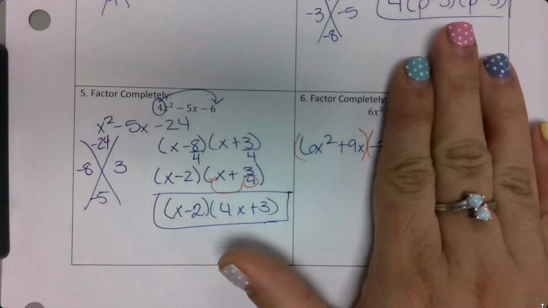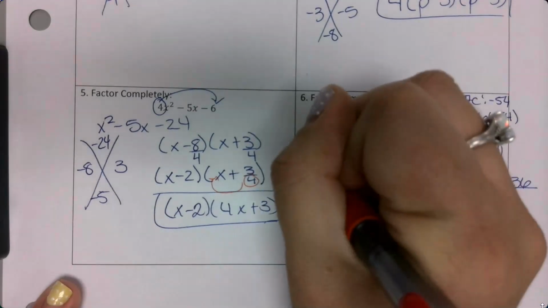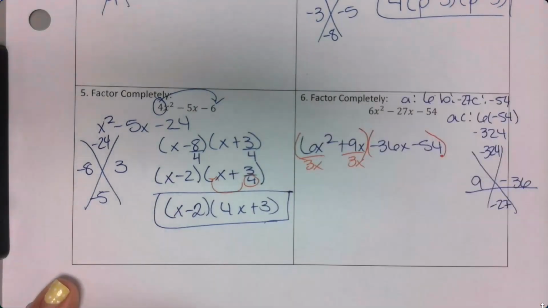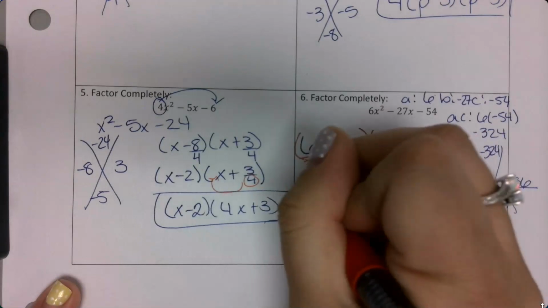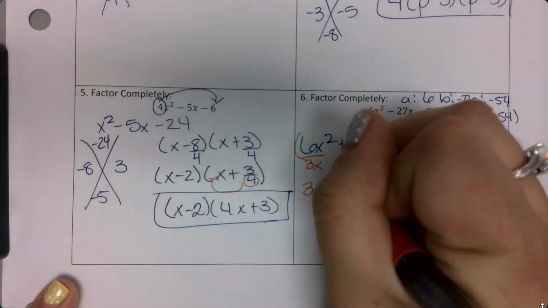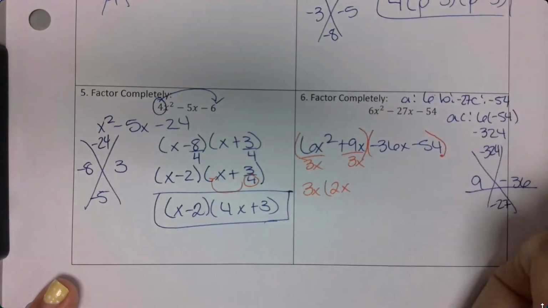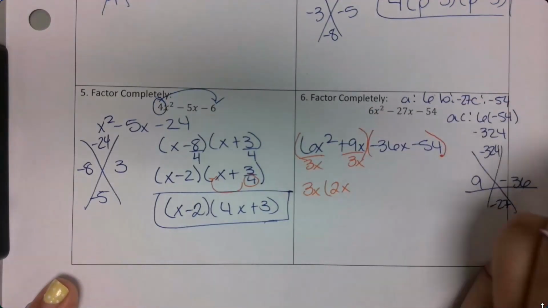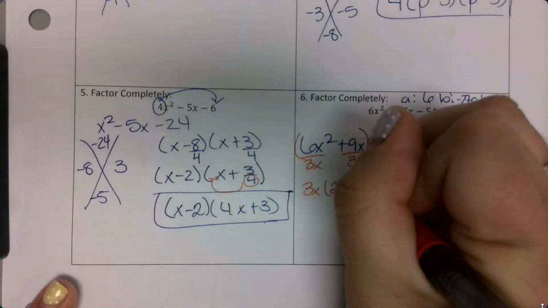What these two numbers have in common is they both are divisible by 3x. So I'm going to divide them by 3x. I write the 3x out in front of the parentheses. And then 6x squared divided by 3x turns into 2x. 9x divided by 3x, the x's cancel out, and 9 divided by 3 is 3.